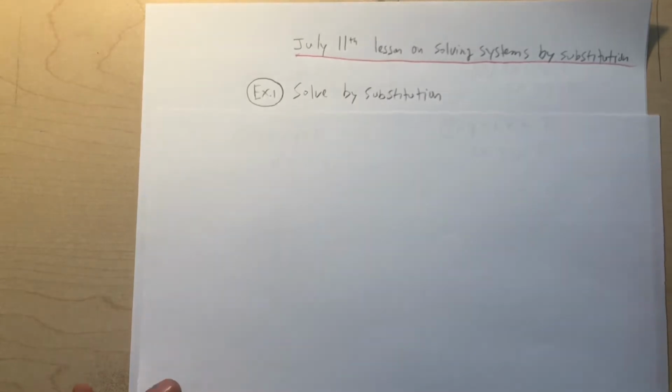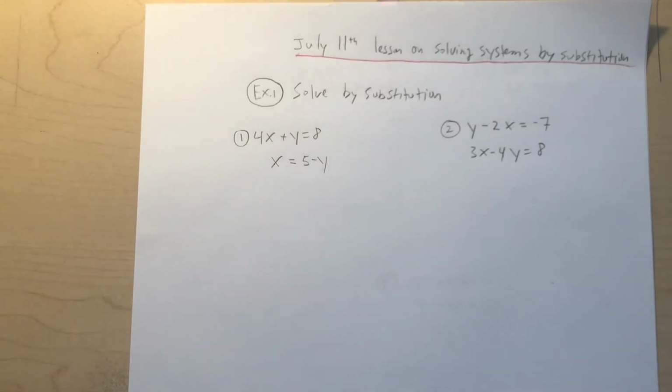Actually kind of similar to making it equal to each other. It's pretty similar, but we can do something a little bit trickier. We can do a substitution method instead. Again, pretty similar, okay? So we're going to solve by substitution. Here are the first two problems.